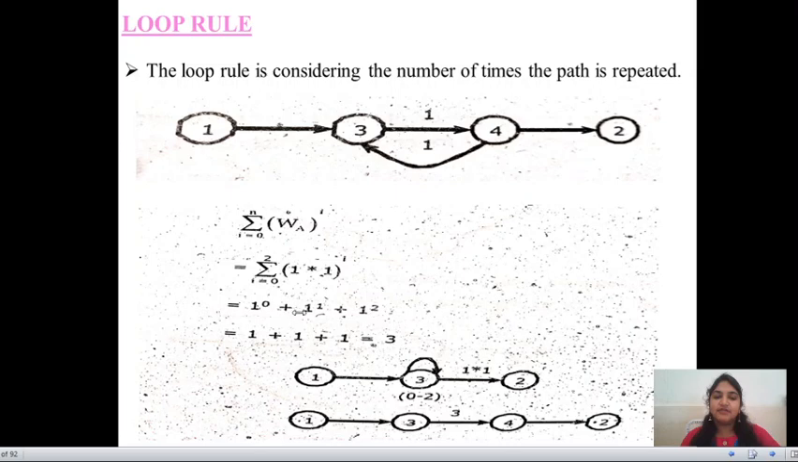So 1 power 0, 1 power 1, 1 square, and WA. This is the weight link A, and weight is represented as 1 for every link. So 1 power 0, 1 power 1, 1 square: the loop will be repeated 3 times. So 1 plus 1 plus 1 is equal to 3. This 3 is a self loop, 0 to 0, 1, 2. So 1 star 1 is 3. This is the flow graph we obtain when the loop rule is applied. If any self loop is found, remove that self loop and redefine the flow graph. So this is the loop rule.